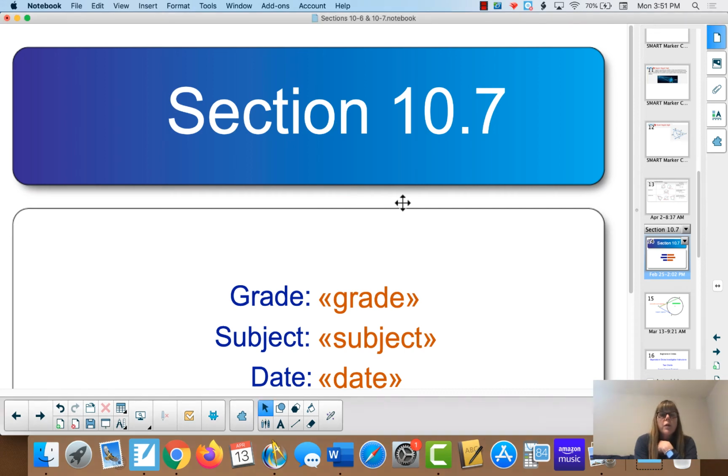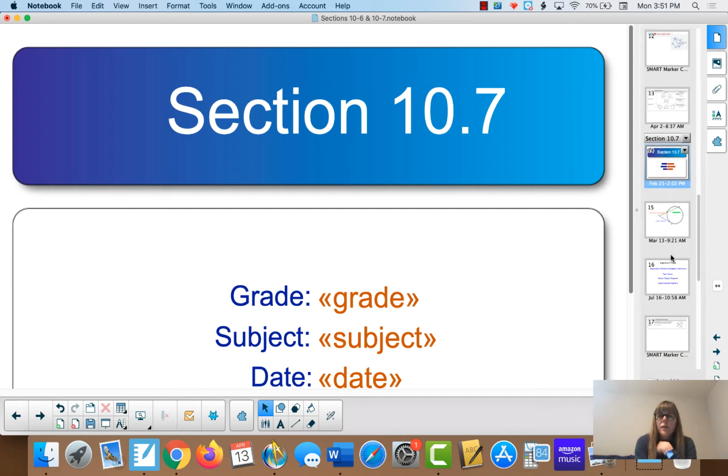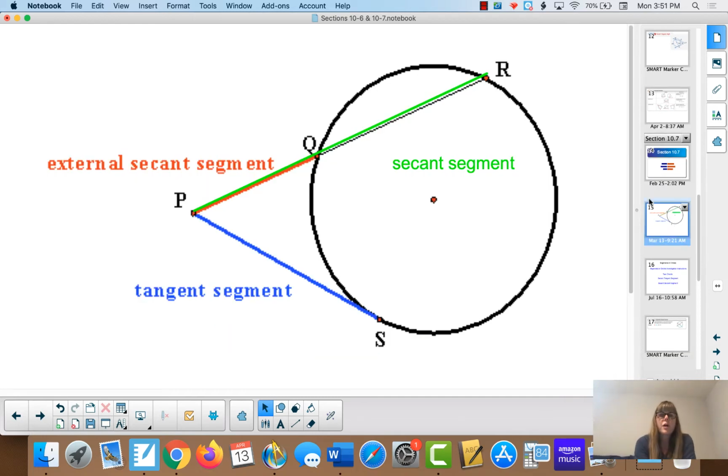In this video, I'm going to go over section 10.7. So first, I'm going to go over again what those different parts were. We had already talked about the tangent segment, and then in the video, I went over the secant segment, which is this whole thing, and the external secant segment, which is the outside.